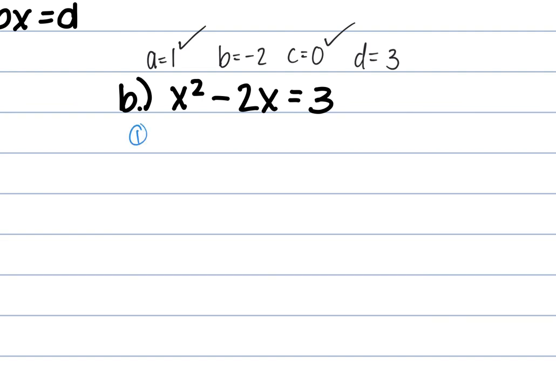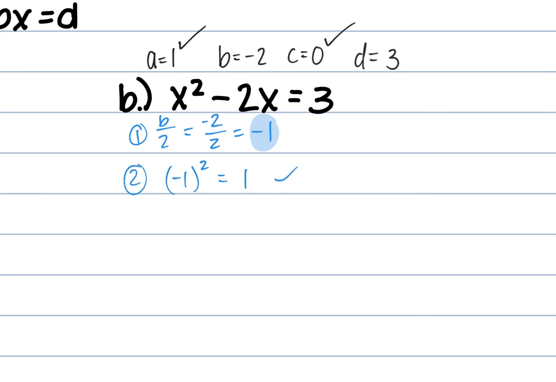Okay. What was step 1? B over 2. In this case, it's going to be negative 2 over 2, which is negative 1. Is this number going to be important? Yes, you bet. Okay. Step number 2. Negative 1 squared. Do I get negative 1 here? Positive 1. This number should always be positive and a perfect square. Is it a perfect square? Yeah. Is it positive? Yeah.